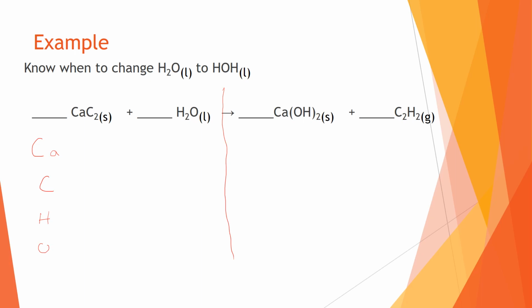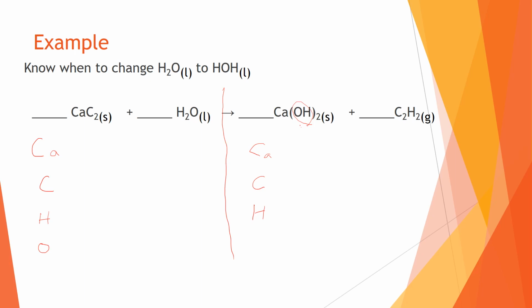Now a little bit more on that in a second. Now over here, I have calcium. I have carbon over there. I have hydrogen right there. And I have oxygen and hydrogen over here. But the thing is it's together in a hydroxide polyatomic ion. So whenever possible, I want to keep my polyatomic ions together.